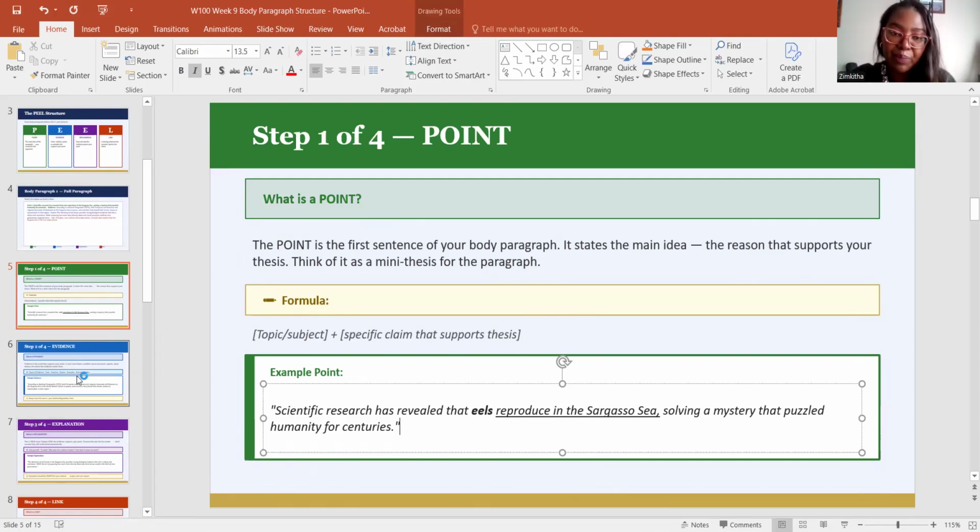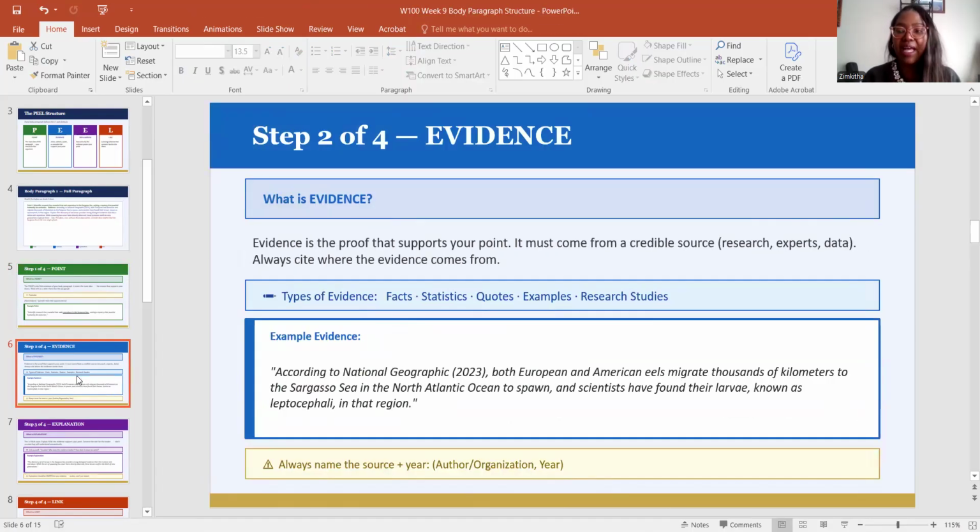Now, after we have the point, what do we have after that? The evidence. What is evidence? Evidence is the proof that supports your point. It must come from a credible source. So remember at the beginning, I told you guys, you need to find two credible sources that I will say yes or no to. And I gave feedback to students on that, okay? So it is the journal articles, it is the news articles, it is the .gov organization.